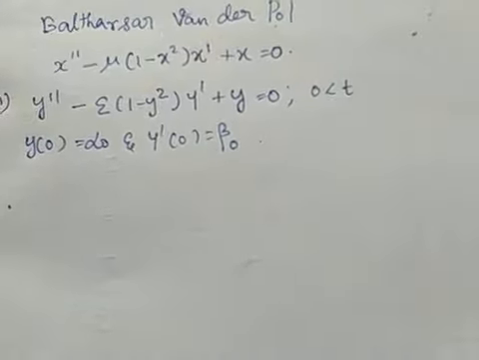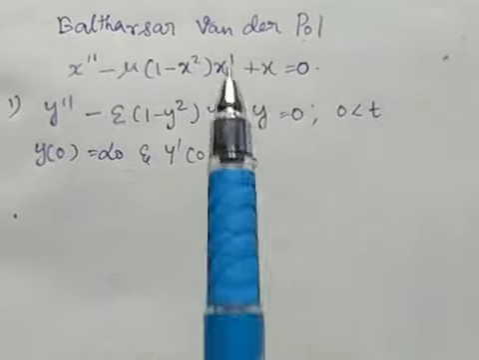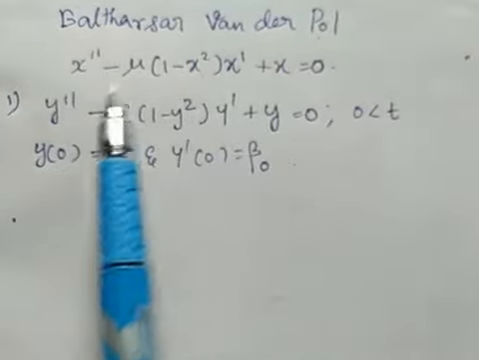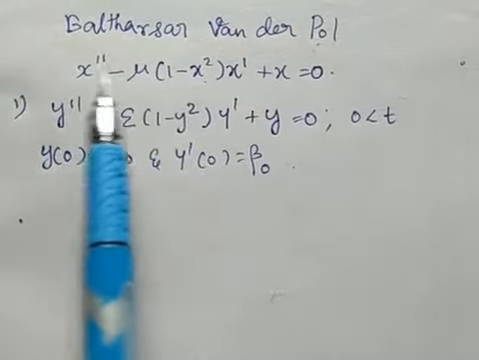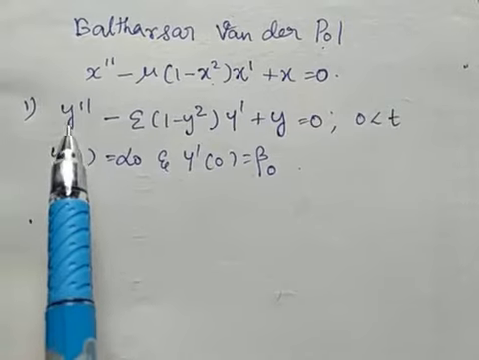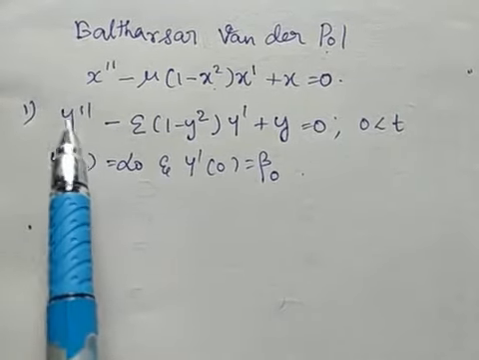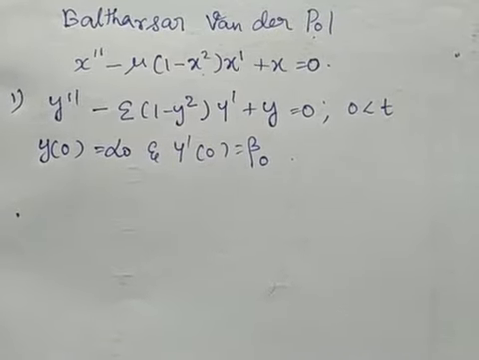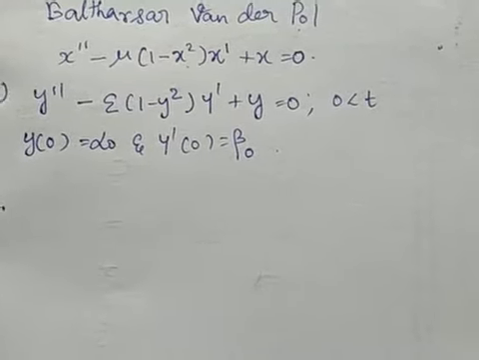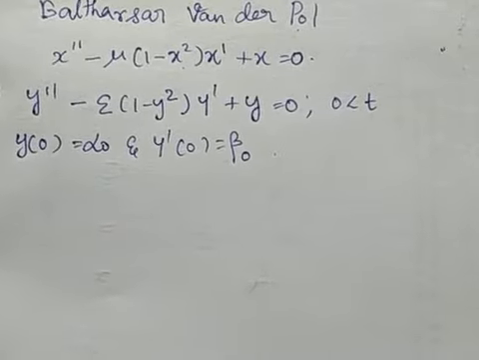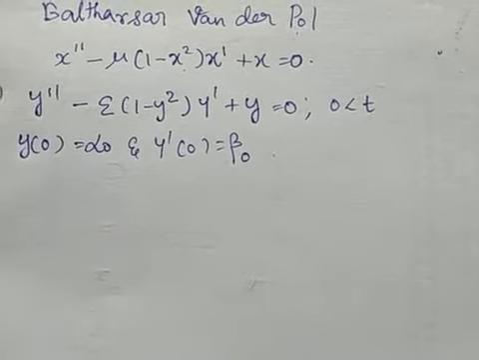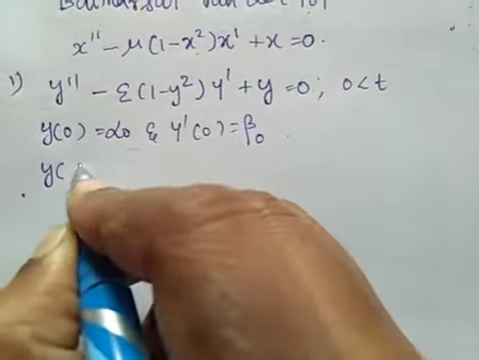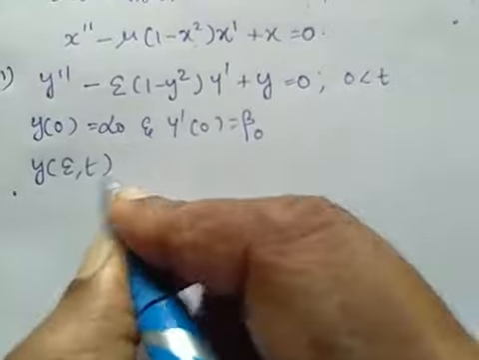This van der Pol equation is the same as the equation in standard form. Instead of x, we have the dependent variable as y. Again this equation depends on t. So y is a function of epsilon and t. Now we are going to find the solution for this equation using the perturbation method.